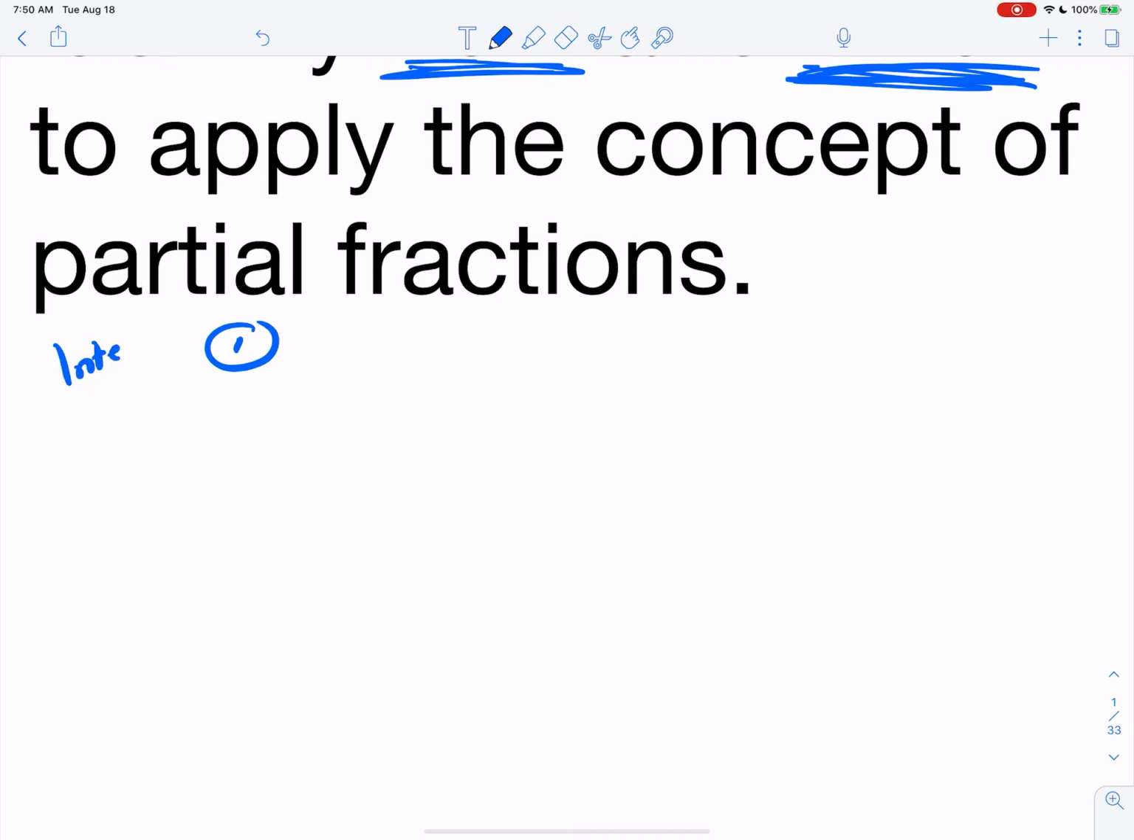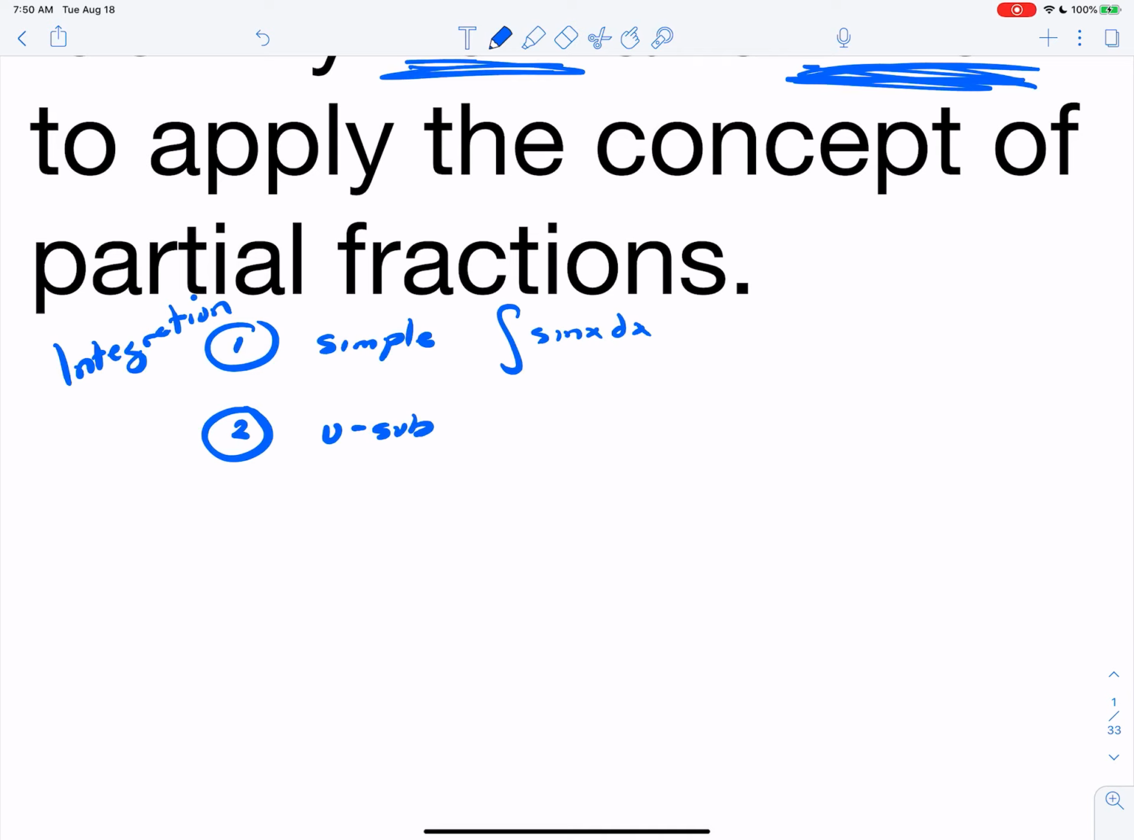When we're dealing with integration, in your mind, you're going through this list. So you're hoping that you have simple integrals that are already set up for you, where you just have to find the antiderivative, right? So something like maybe the integral of just sine x. It's something that's straightforward. It doesn't require any other manipulation. Now, if it's not simple, you resort to U-substitution. But remember, how do you know when to use U-substitution?